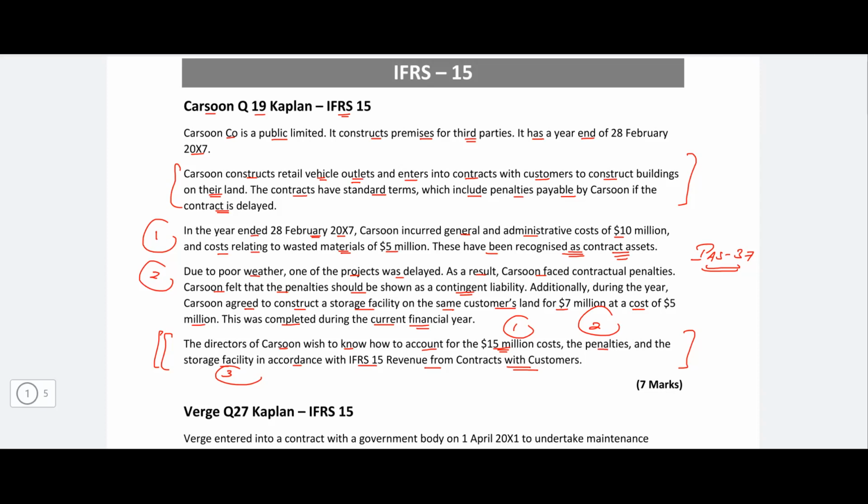Now coming towards the third thing, which is the storage facility. It says additionally, now look at the wordings, how beautifully the examiner is setting these wordings just to make sure you pick up the relevant thing which is supposed to be written in the answer. So additionally, during the year, Carsoon agreed to construct a storage facility for the same customer. Same customer means that it is actually a series of contracts going on with the same customer. And hopefully you remember that distinct feature of the contract.